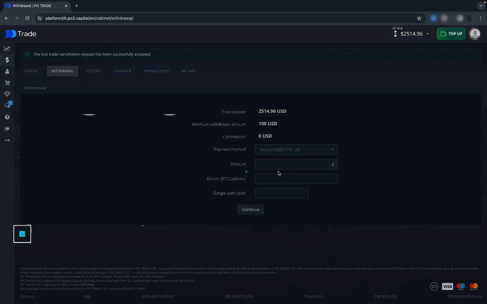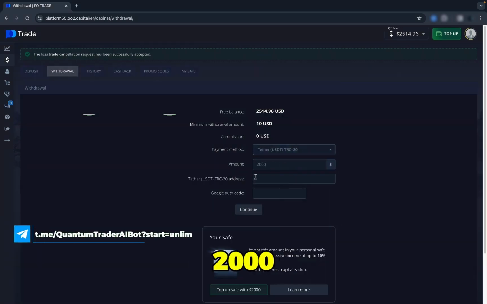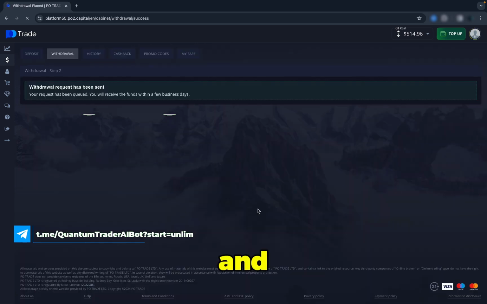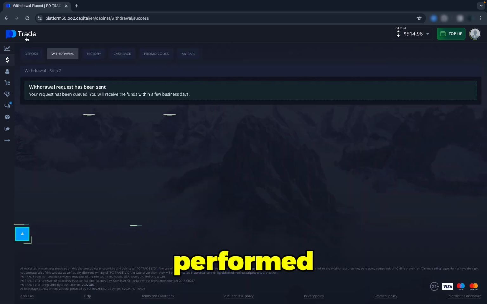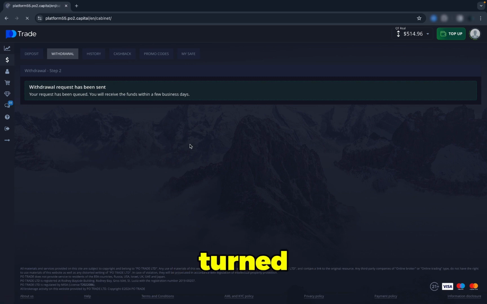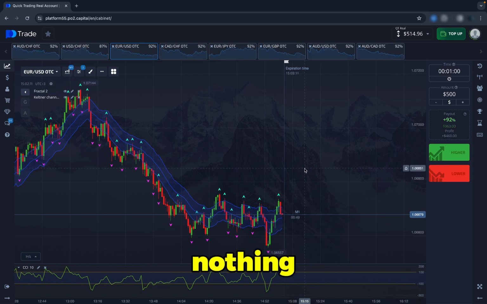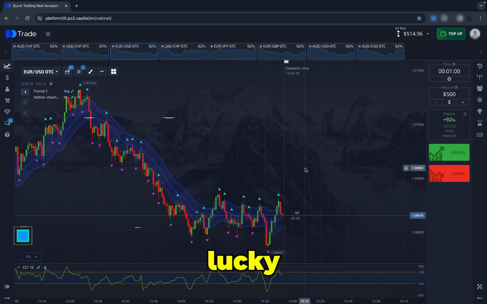We choose a wallet. Let's make the amount of 2,500, more is okay. And our operation is being successfully performed. This is how the trade turned out using these indicators. In general, there was nothing complicated. There was a bit of bad luck in the last transaction, but that's okay. This is trading. Someone is more lucky, someone is less lucky.